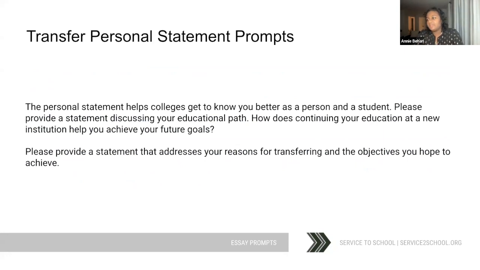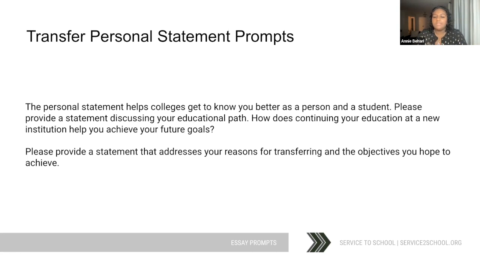So let's shift gears to talk about the transfer personal statements. There's no standardization in the transfer admissions process, unfortunately. So while all first-year students have to write a personal statement like the Common App essay, that's not the case with transfer students. Some schools might require this, some schools might not. However, you will probably be asked this question in some form somewhere. Why are you looking to transfer?